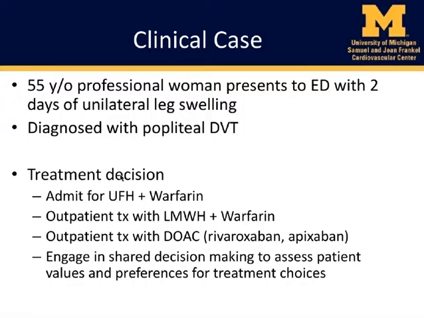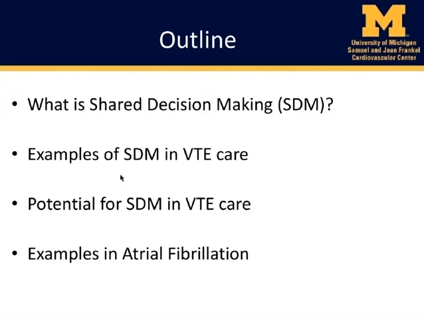Or the doctor could choose to engage her in a shared decision discussion, understand her values and preferences, and think about what would be the best choice for her, rather than just dictating her care. And I think that's really the ultimate goal for many of our patients. So I'm going to go through a little bit of what it means to engage in shared decision-making, what examples exist in patients with venous thromboembolism care, where there's opportunity that we could be using this more when doctors and patients are talking about their care, and then also highlight some examples from atrial fibrillation, because there's been a lot of work in that area.